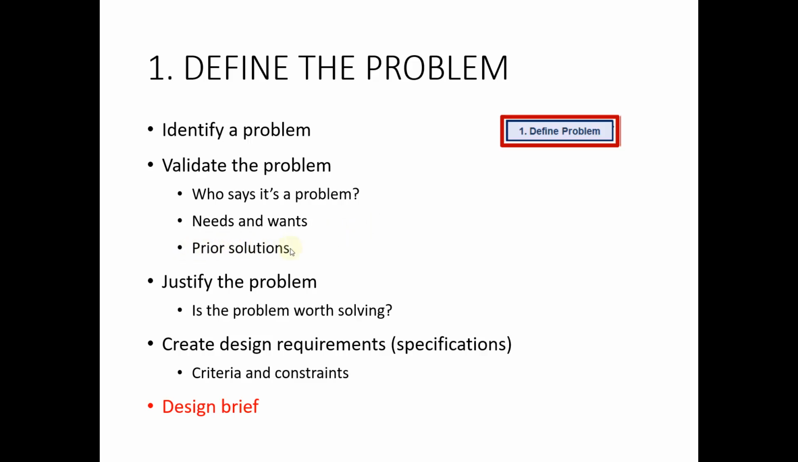Prior solutions, whether there are existing solutions for the problem, whether there are existing products that are already available in the market for that particular requirement. If it is available, then we cannot identify the problem, or that problem is solved, we can say. That requirement is met. If there are no prior solutions or there are no existing products, then there is a requirement for the customer which we have to address.